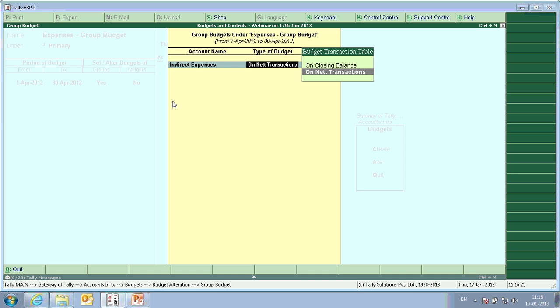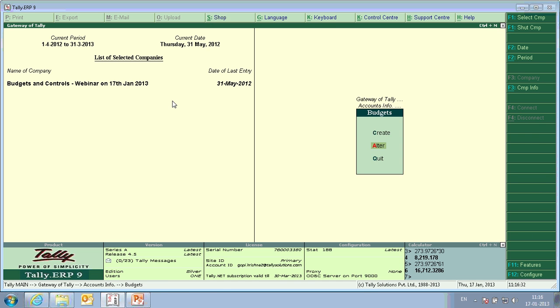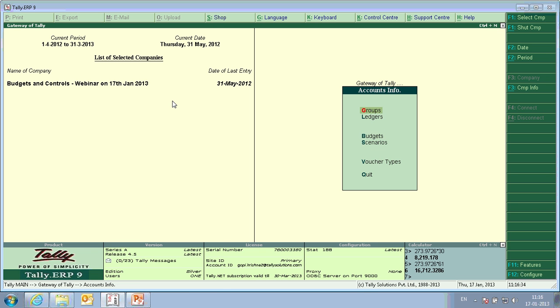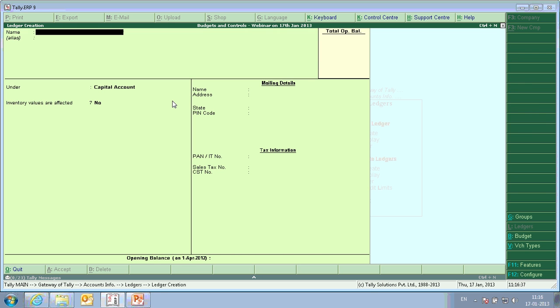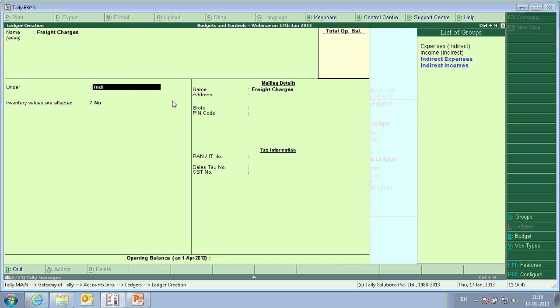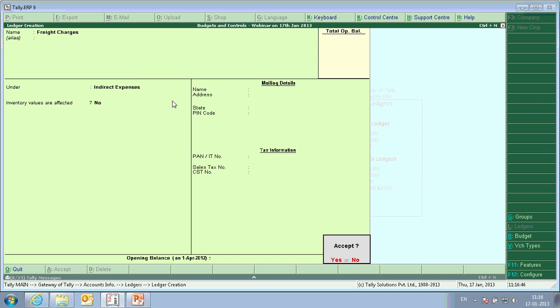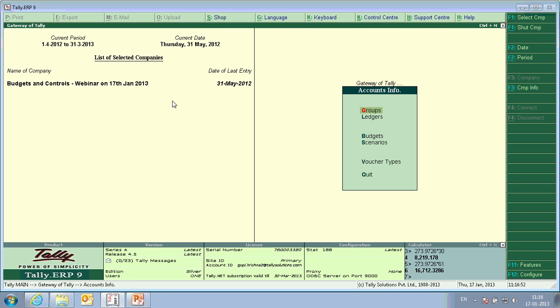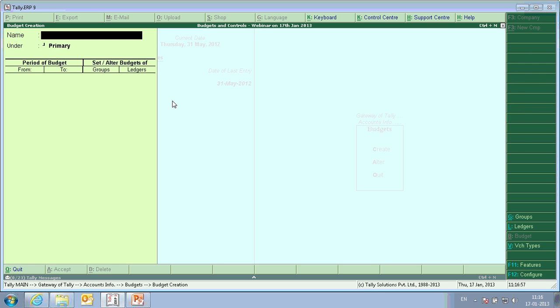Okay, clear. Now what we'll do, we'll create one more ledger. Let us say freight charges, under indirect expenses only I am creating and saving it. Freight charges I am creating. So what I'll do, I will now have a budget for the ledger. I'll create one more ledger budget.